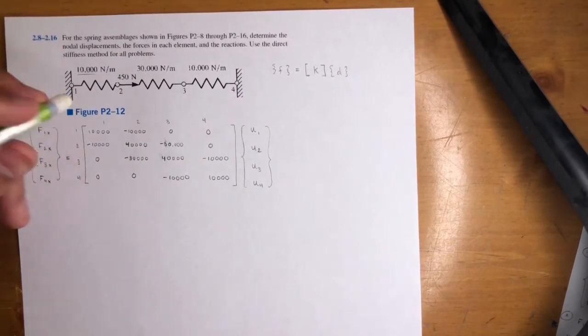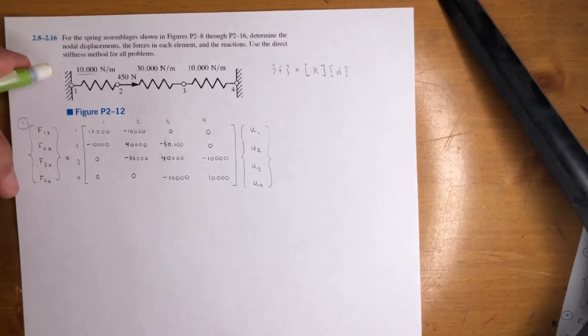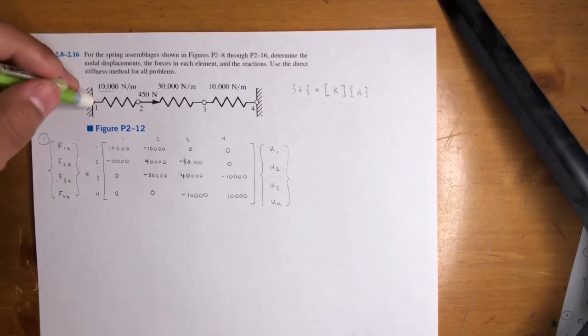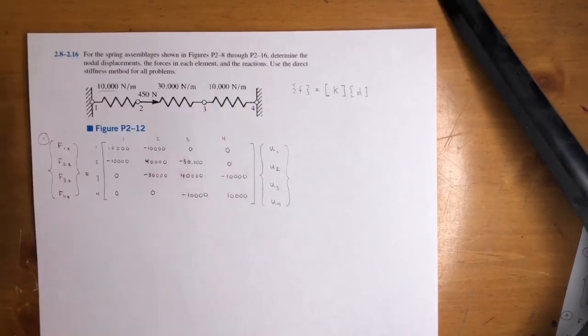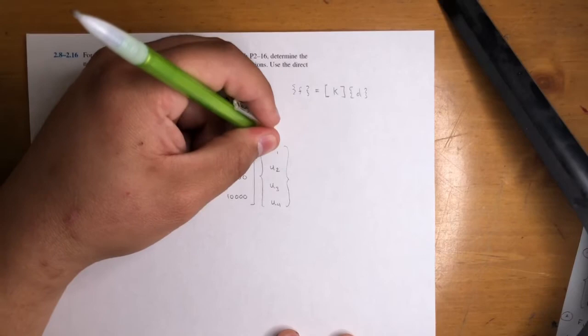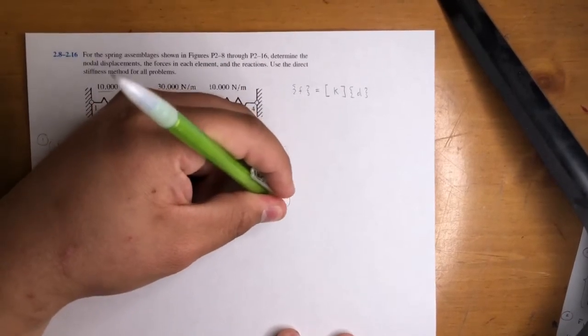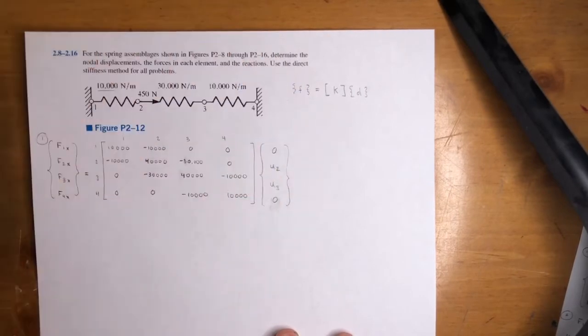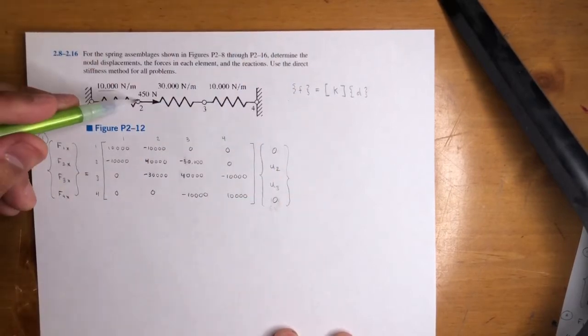But now that we got the global stiffness, we could go ahead and start doing the boundary conditions and the loads, and then we could start solving for variables. So let's see. U1, that's not moving. That's at the wall. And U4, same thing. So these are going to be 0 right here. Okay, so 0, 0. There's a force at 2.